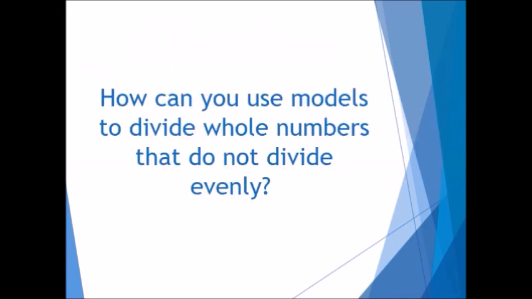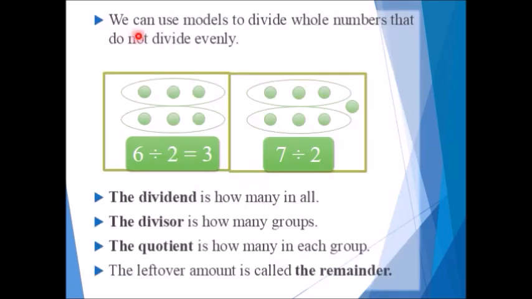How can you use models to divide whole numbers that do not divide evenly? We can use models to divide whole numbers that do not divide evenly. The dividend is how many in all. In the first example, we have 6 counters in all because 6 is the dividend. In the second example, we have 7 counters in all because 7 is the dividend.